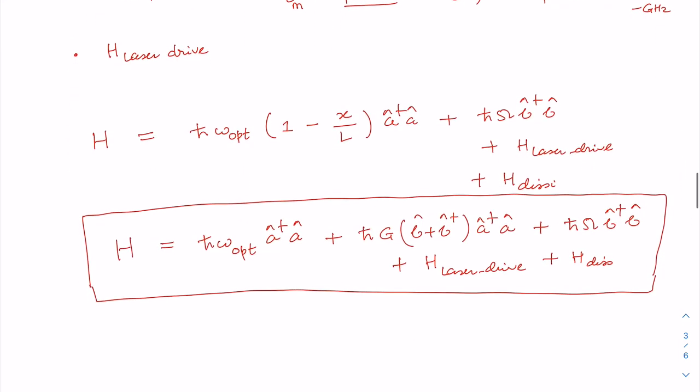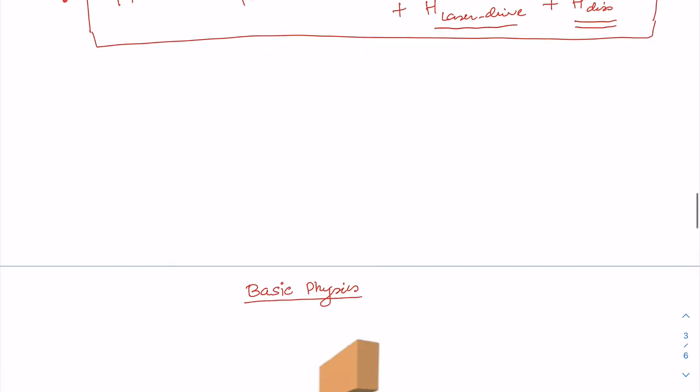So that's what we did in the last class, and we were able to write down the full Hamiltonian of the cavity optomechanical system. However, we have not discussed how to write the expression for the dissipation term and the laser drive term, which we'll do in a later class.